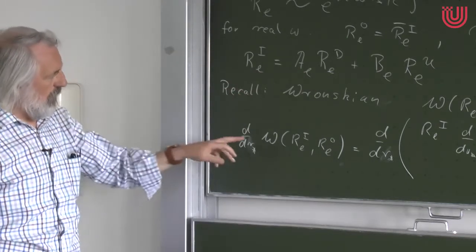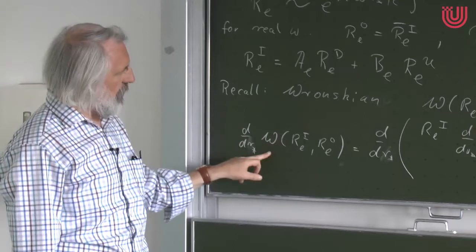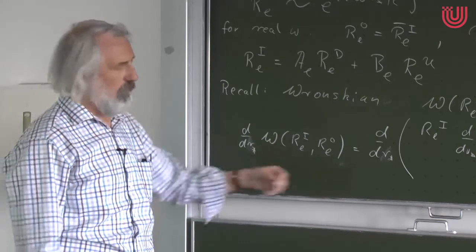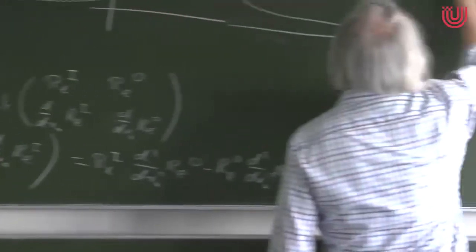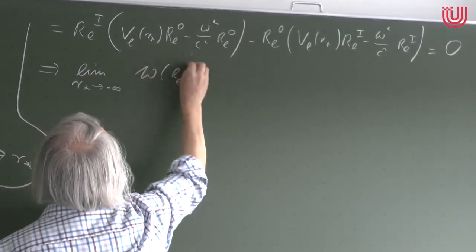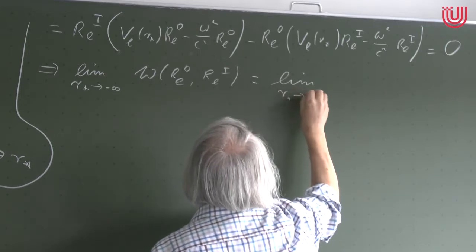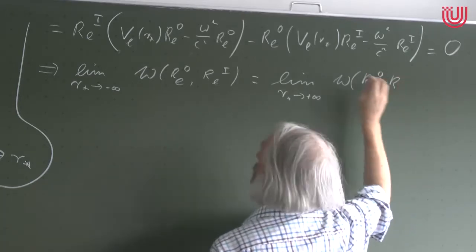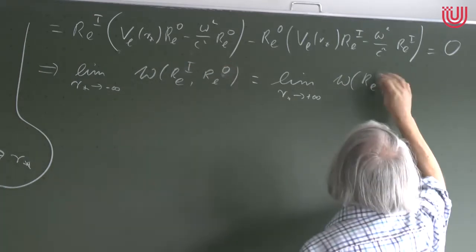So what I will do now is I write this condition, that this is constant. I conclude from this that in the limit r star to minus infinity, it must give the same as in the limit r star equal to plus infinity. Yeah? If it's constant, then it's in particular the same for both limits. So this implies the limit of r star to minus infinity of the Wronskian of R_L^out and R_L^in is the same as the limit r star to plus infinity. I have written it in the other way. Okay, should stick to my conventions.